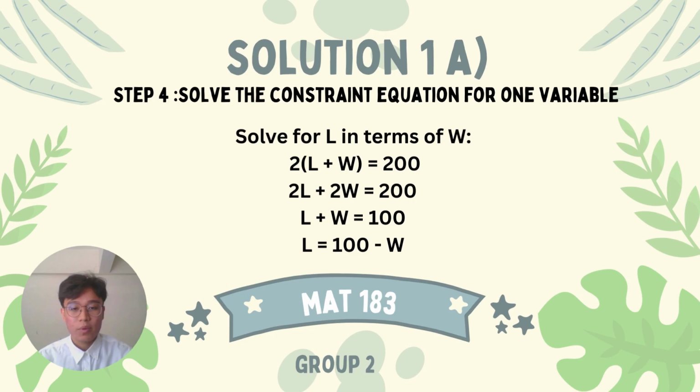For the fourth step, we solve the constraint equation for one variable, and in this case, we solve for L in terms of W. 2 times in bracket L plus W equals to 200, and then we expand the bracket by multiplying 2 with L and 2 with W, so then we will get 2L plus 2W equals to 200, and then we divide the entire equation with 2, and then we will get L plus W equals to 100.